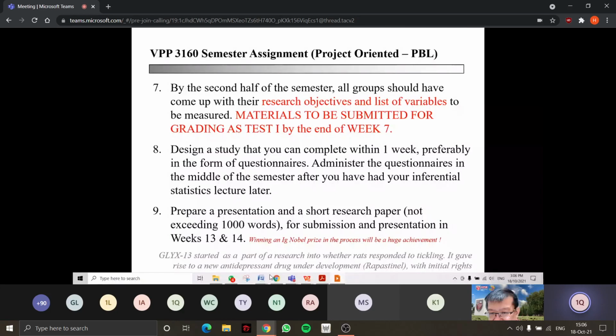Okay, and you can see that sometimes research output from most unexpected places will yield very unexpected results. For example, GLYX-13. This is something that is very interesting as well. It started off as research to see whether rats responded to tickling or not. And every time the rats are being stimulated that way, they produce some kind of antidepressant in their brain. In this case, it's not rapastinel.